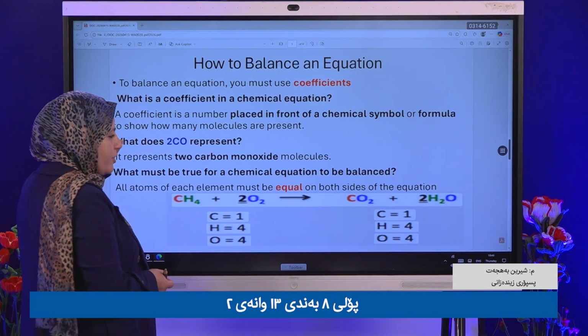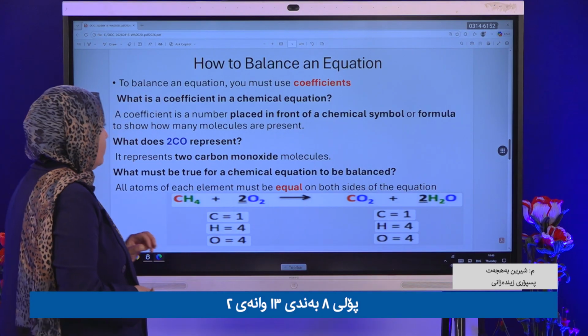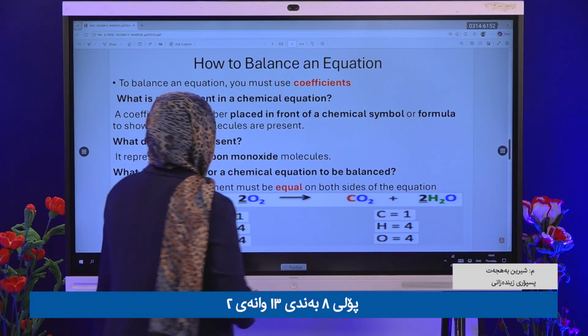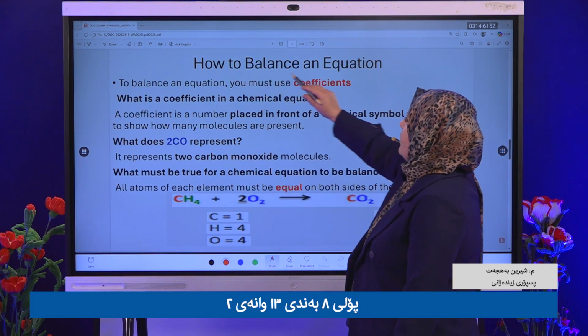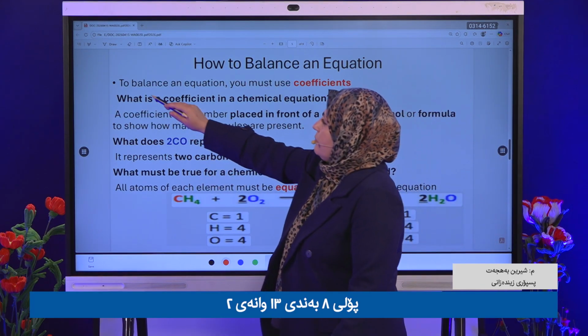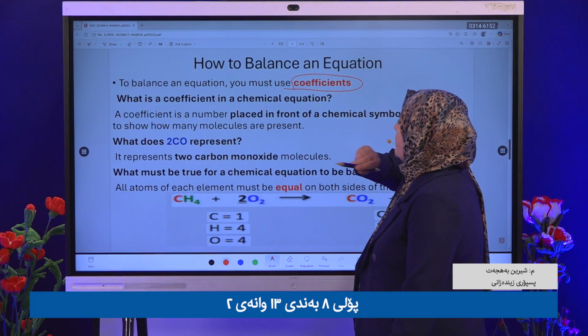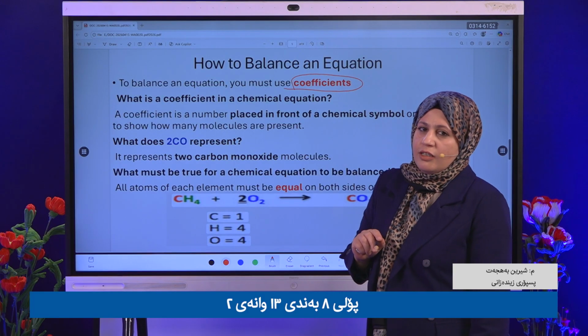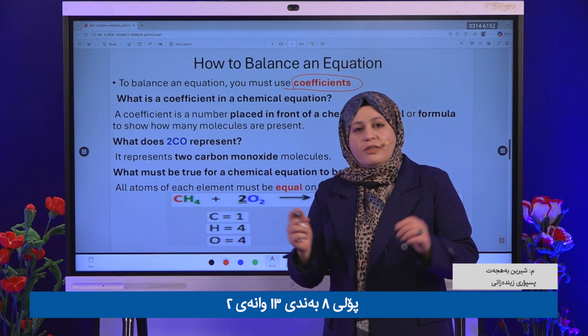Let's learn how to balance the equation. It's very important, dear students. Be careful, okay? Focus on my explanation to understand. Are all of you with me? How do we balance an equation? To balance an equation, you must use coefficients.